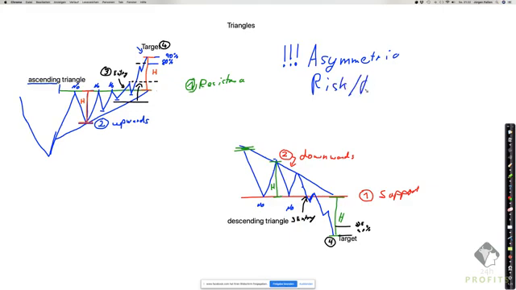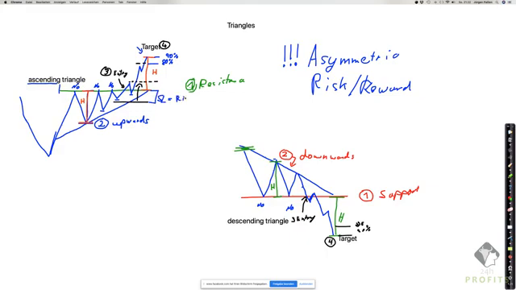Risk-reward ratio. What do I mean? Basically, if we have our area here, which is our stop loss, that's our entry price up here, and this is where we get stopped out. That would be our area where we automatically go out of the trade, and that defines our risk.